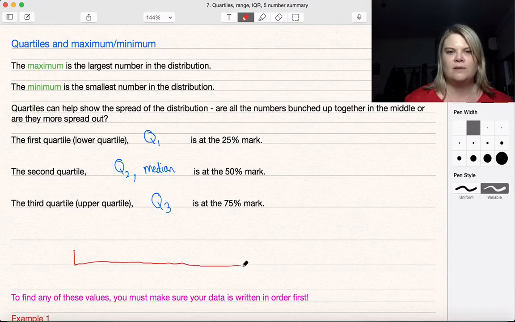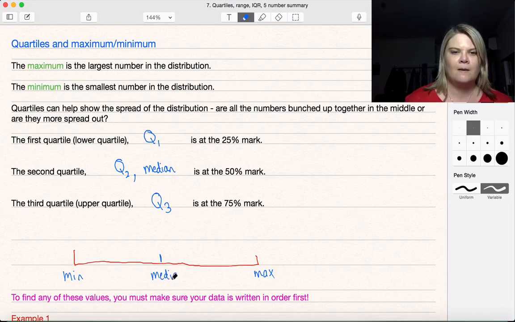If we had all our numbers going from here to here, so this would be the minimum and this is the maximum. Often we use min and max to show minimum and maximum. The halfway point is the median. So this would be at 50%. This here is 0. The maximum is at 100%.